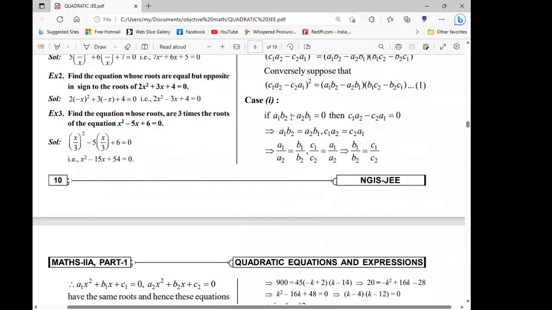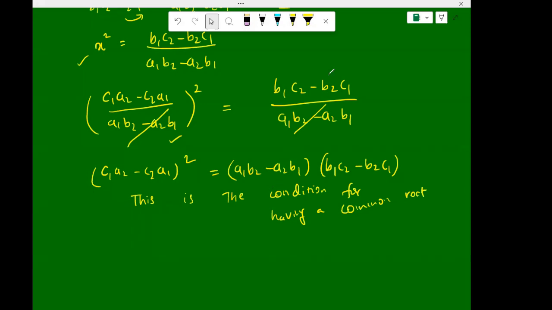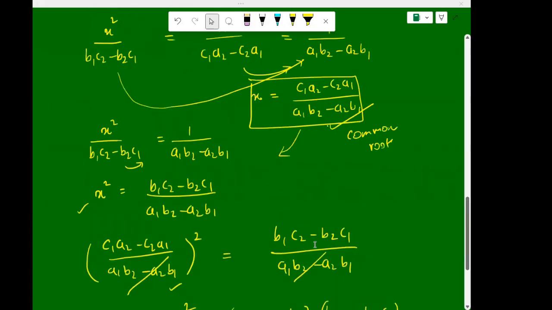Next, case 1. What is case 1? If a1b2 minus a2b1 is equal to 0, then automatically c1a2 minus c2a1 is 0. Why like that? Because if a1b2 minus a2b1 is 0, then the denominator will be 0. That means the common root does not exist. If it was 0, do cross multiplication, and automatically c1a2 minus c2a1 is also 0.